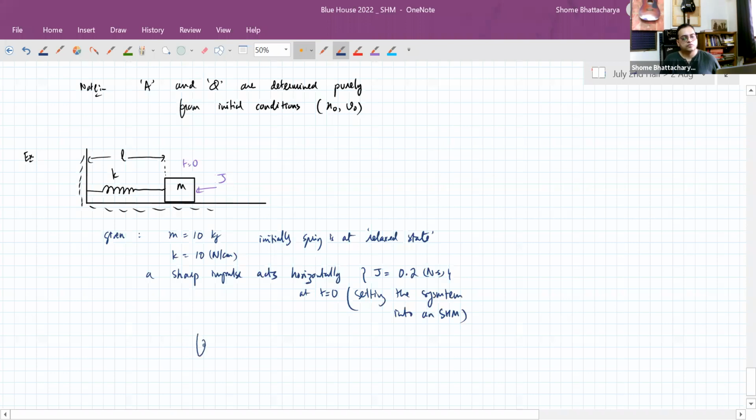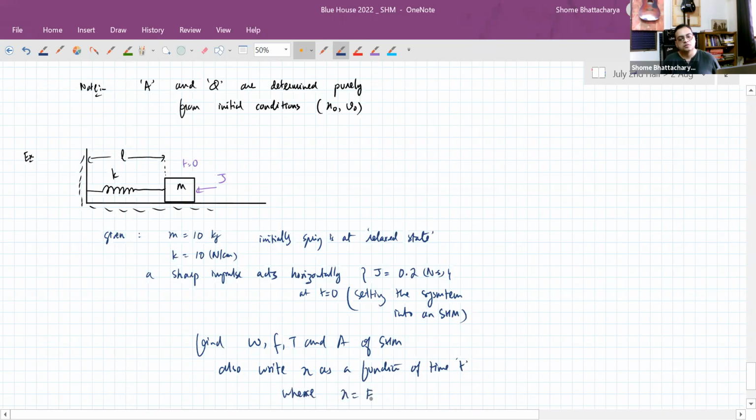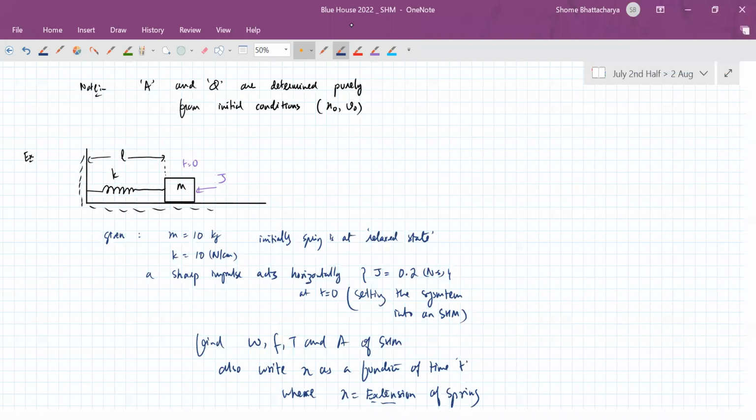So find the frequency, time period, and amplitude of the SHM. Also write x as a function of time, where x is the extension of the spring. When x is positive, the spring is extended. When x is negative, the spring is compressed. So we are taking that sign convention, that x is the displacement from the natural length position of the spring, positive when the spring is extended and negative when the spring is compressed.